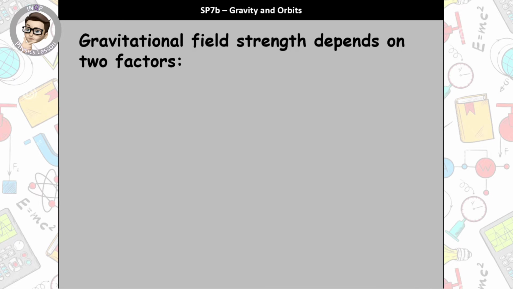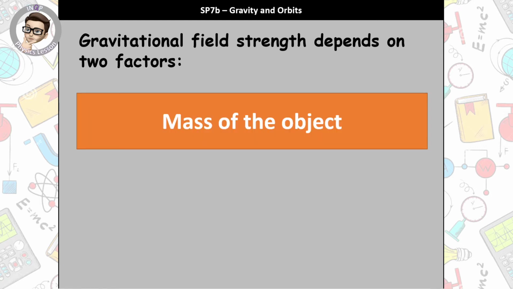Okay, so gravitational field strength actually depends upon 2 different factors. The first factor is the mass of the object. Any object that has mass has its own small gravitational field strength.